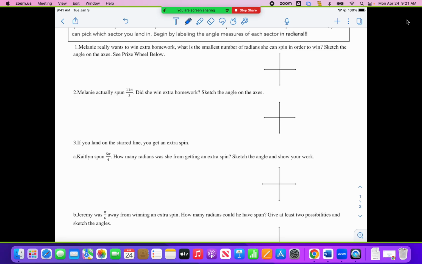Again, try 1, 2, and 3. See how far you can get. And if you have to do degrees, then pop them into radians. Or look at your prize wheel that we labeled. See if you can identify the radians there.